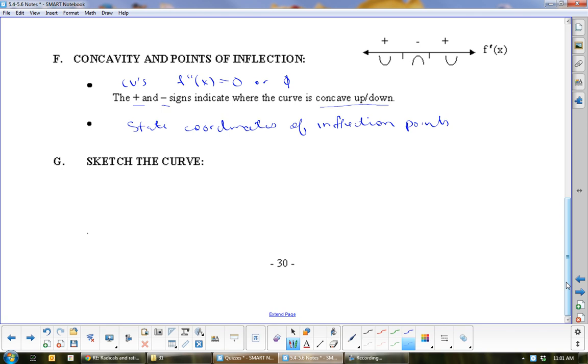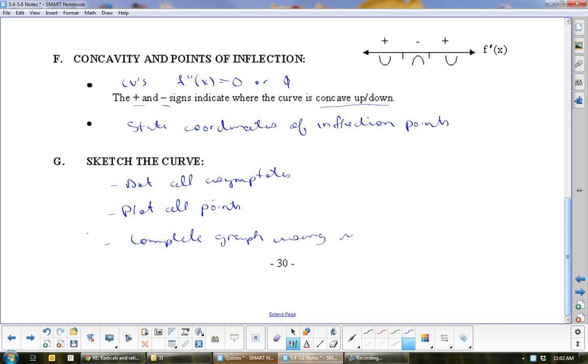Okay, so now when you're sketching the curve, you want to dot all asymptotes. Okay, you want to plot all points. That's your x-intercepts, your y-intercepts, your points of inflection, your maxes, your mins. Okay, and then complete the graph using rising, falling, and concavity.